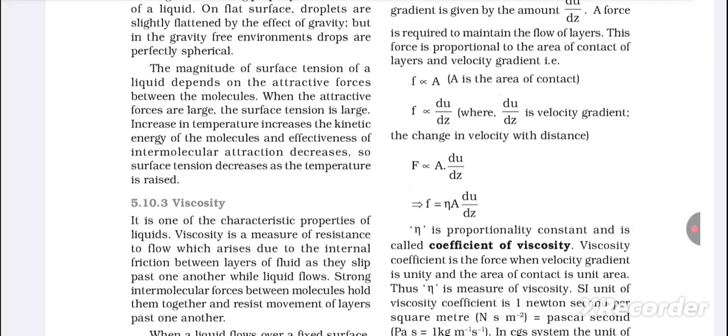When the attractive forces are large, the surface tension is large. An increase in temperature increases the kinetic energy of the molecules, and the effectiveness of the intermolecular attraction decreases, so surface tension decreases as the temperature is raised.